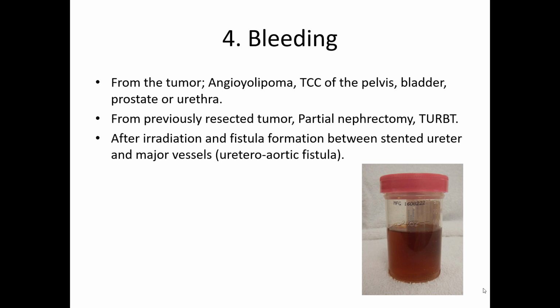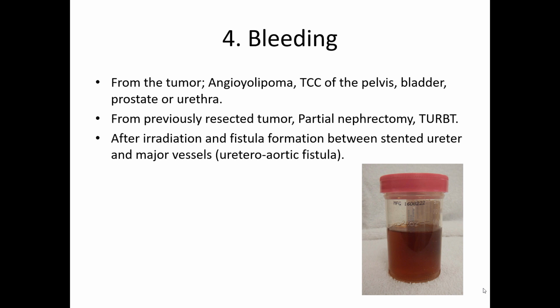Another complication of malignancies in urology is bleeding. It is coming from the tumor itself, for example, a TCC, transitional cell carcinoma of the renal pelvis, a TCC in the bladder, or a renal cell carcinoma, or rarely an angiomyolipoma, a non-malignant tumor, although we included this to be familiar with. Because sometimes it is said that a big angiomyolipoma may be prone to become malignant, which is rare.